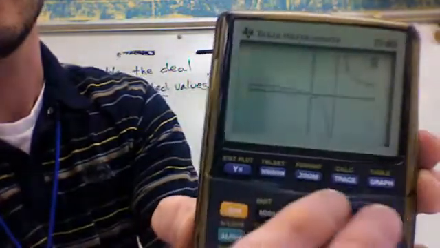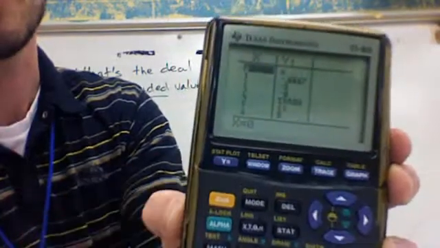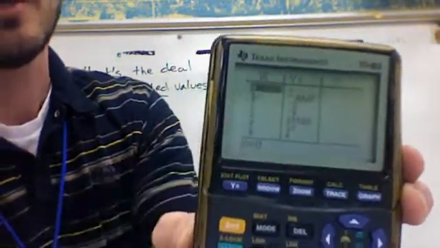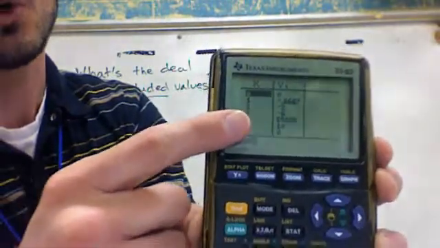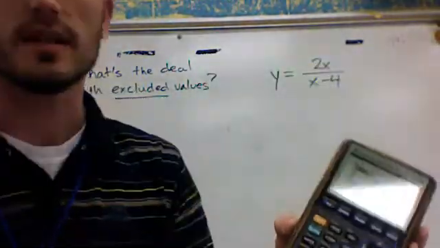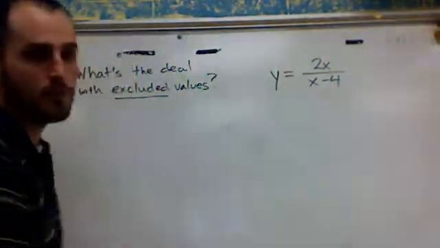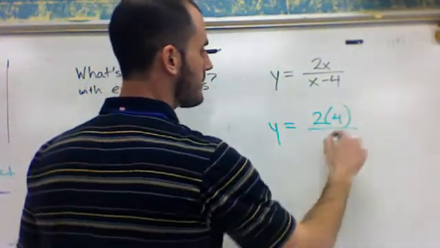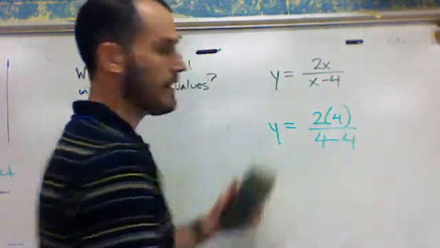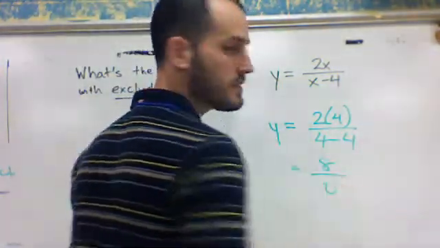Well, go to second and then graph, and we're going to go to the table. That's where we've gone. And as I look at my table of values, mine are starting at 0. As I go down to where x is 4, I have an error. Well, why is there an error there? Let's look back at the actual equation. If I plug in a 4 for x, I have 2 times 4 over 4 minus 4, which is 8 divided by 0.